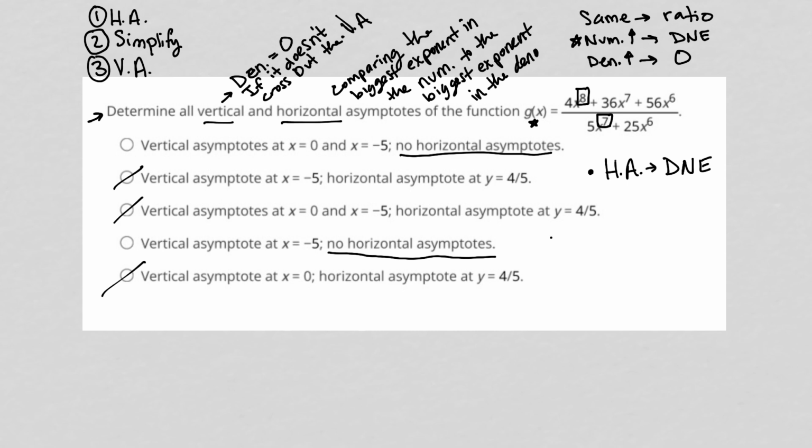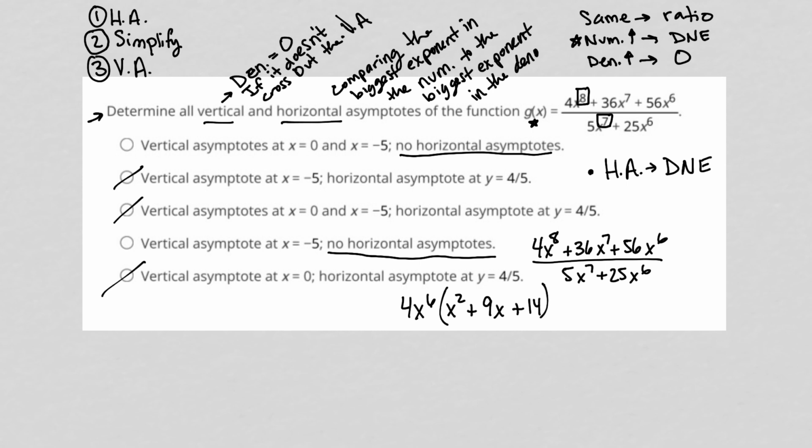So second of all, I want to simplify. I take my 4x to the 8th power plus 36x to the 7th plus 56x to the 6th over 5x to the 7th plus 25x to the 6th. Can I simplify the numerator? Is there a greatest common factor? There definitely is. The largest number that goes into each number in the numerator is a 4. The variable with the smallest exponent that goes into each thing there is x to the 6th, so this becomes 4x to the 6th. What's left over inside parentheses is x squared, and then I'm going to have a 9x here, and 4 times 14 is my 56x to the 6th. Again, I know that just because if I were to redistribute this, I'd get right back to my original. So that's how I know that I factored that correctly.